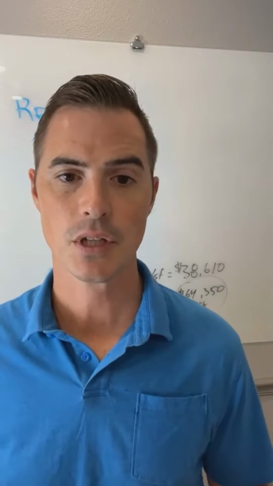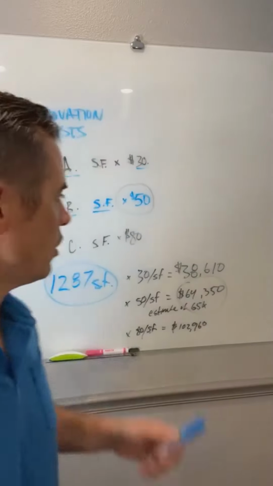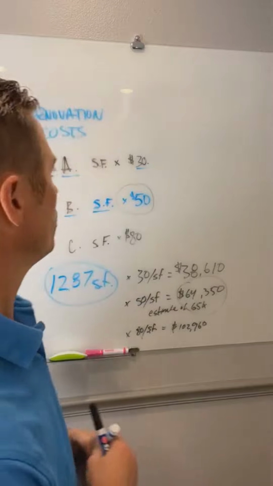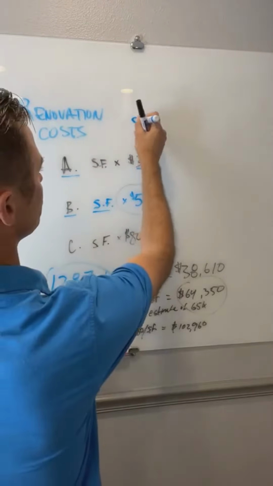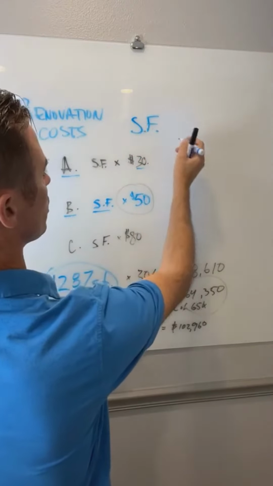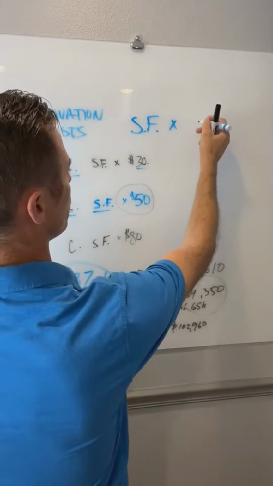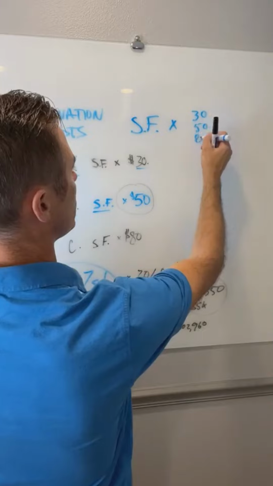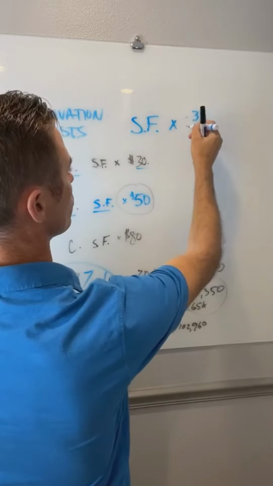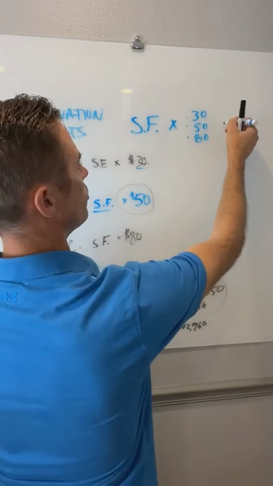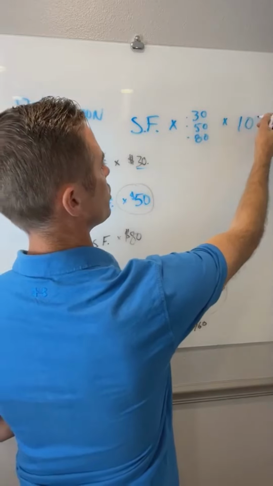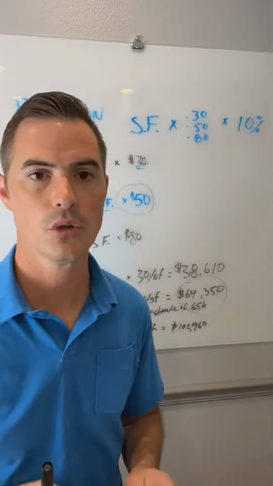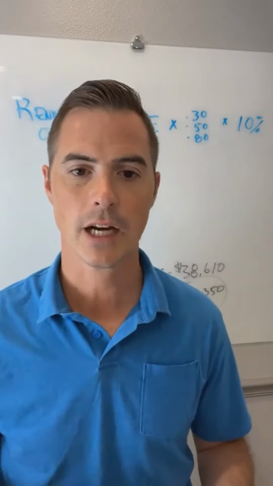Some people say 15%. Again, I think it's all based on which number you use. But if you take your square footage, how many square feet is this property, times your factors, so it's 30, 50, or 80. If you take one of those three, and then you multiply that number times 10%, you are going to have a really, really close figure on what it's actually going to cost.